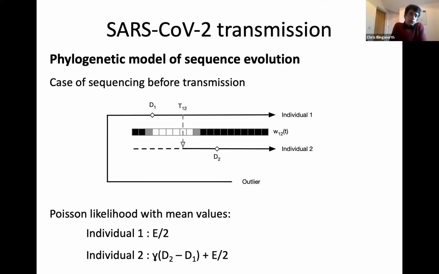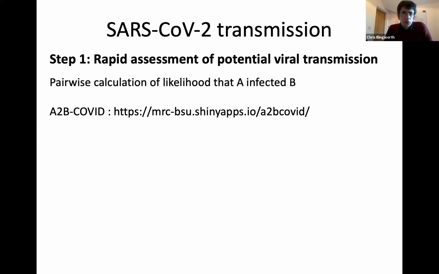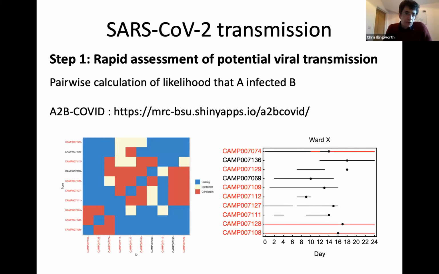So what we do is we combine this pairwise model of evolution with a pairwise model of symptoms. And we derived a program which we call A to B COVID. The idea is it's a rapid way of telling whether or not individuals might have infected each other. So here's an output from that. The red blocks are points at which people might have infected each other.